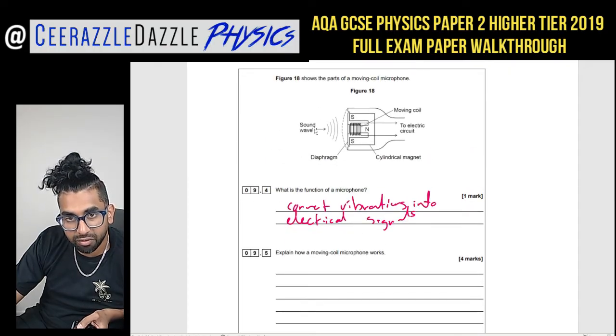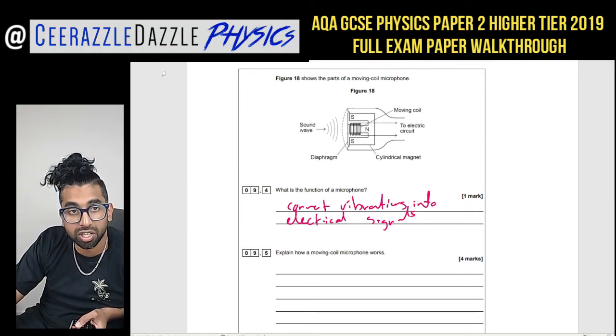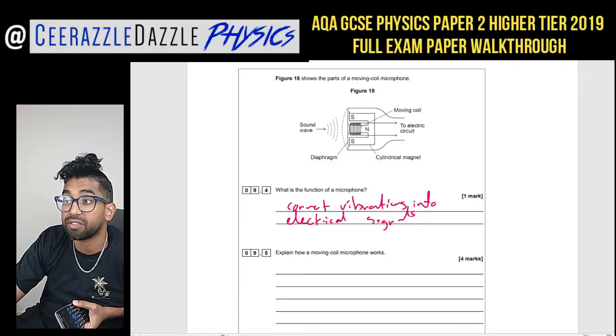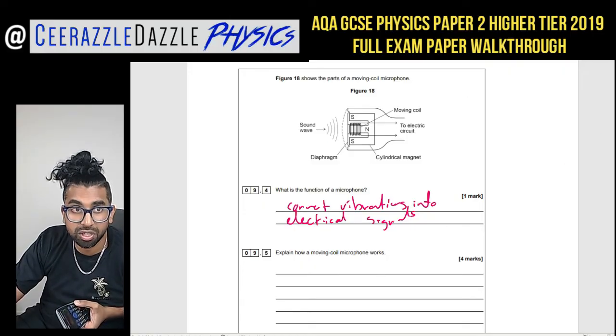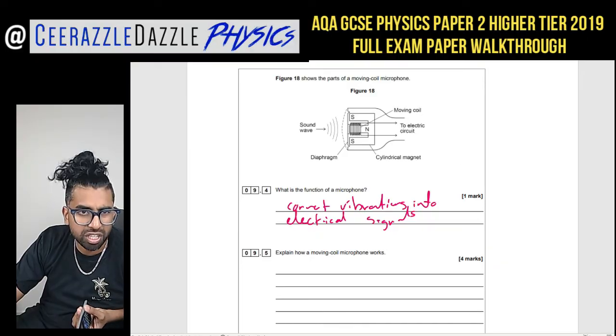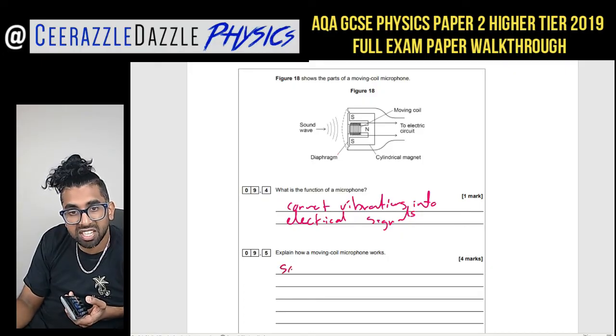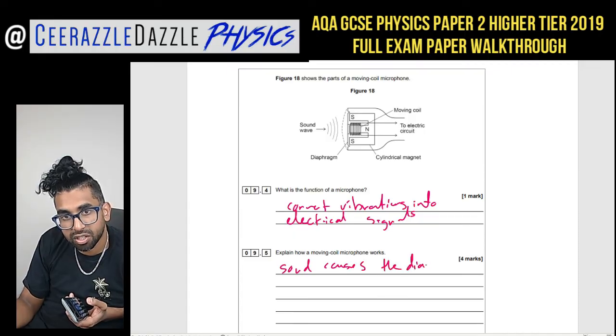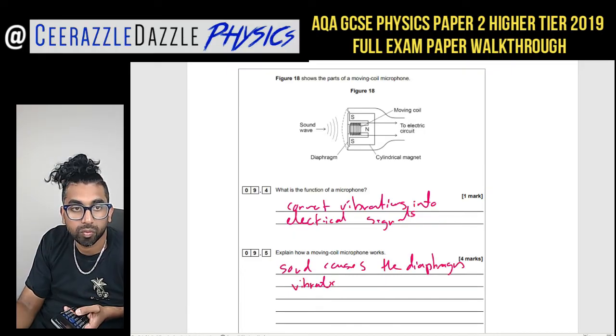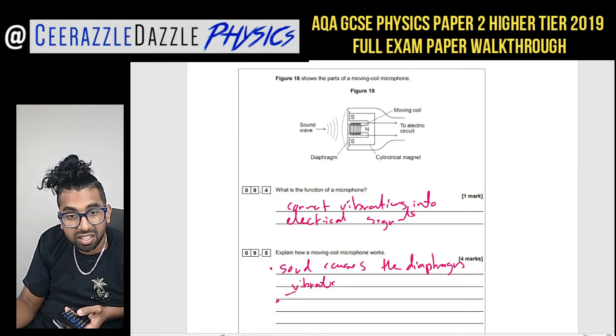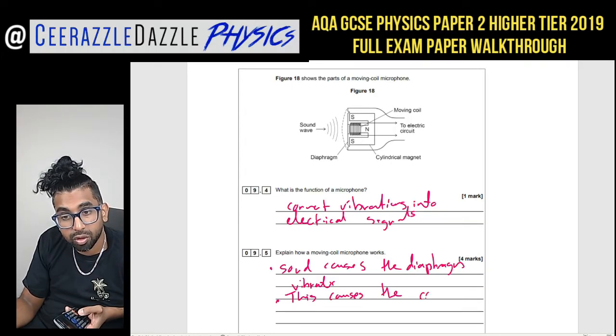Right, so look, the vibration goes in and you're generating the voltage. So hopefully you can remember that this is the generator effect, because you are generating that voltage, or generating the potential difference. So what happens is, number one, the sound causes the diaphragm to vibrate. The diaphragm vibrates. This causes the coil to vibrate as well.